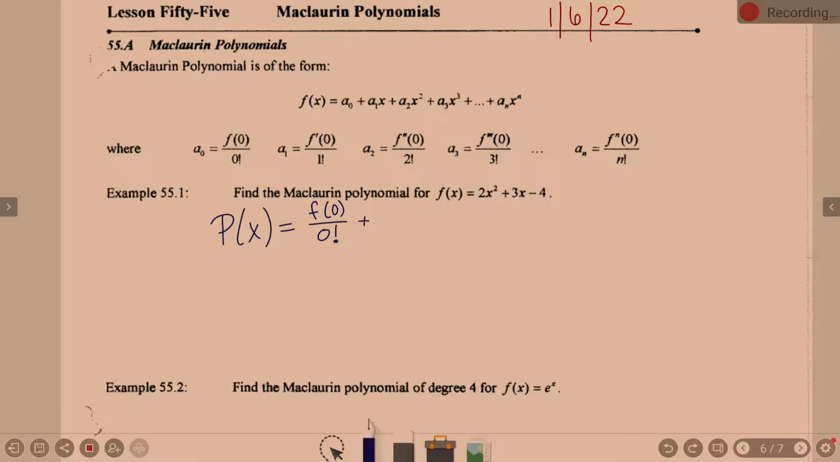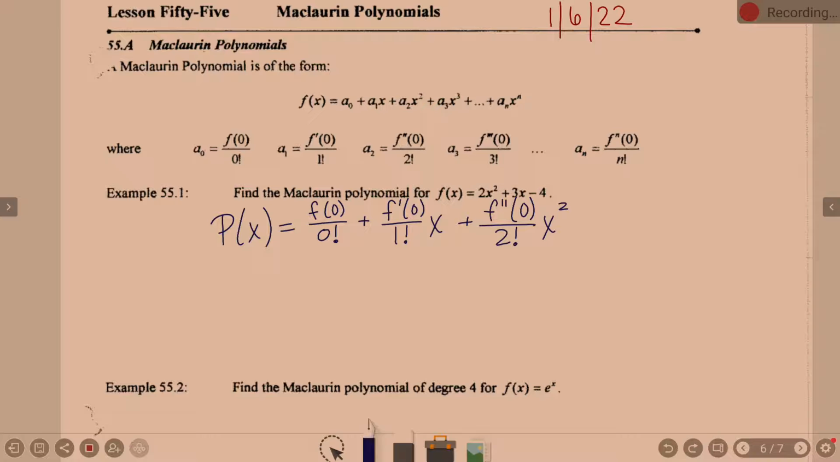Plus, so that's our constant. Then we're going to do our x to the first term, which means I'm going to do the first derivative at 0 divided by 1 factorial times x to the first. So notice it's the first derivative, it's 1 factorial, and it's x to the first. And then we're going to do the second derivative at 0 divided by 2 factorial times x to the second. And again, because this is a second degree polynomial, this is as far as I can go.